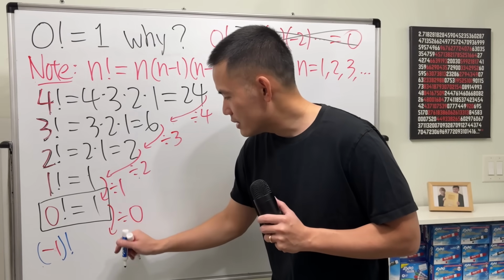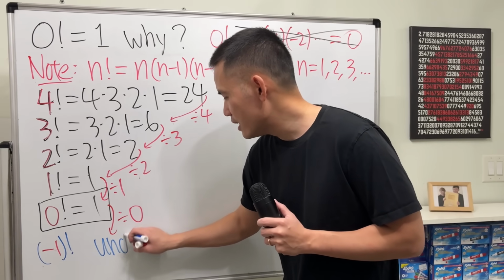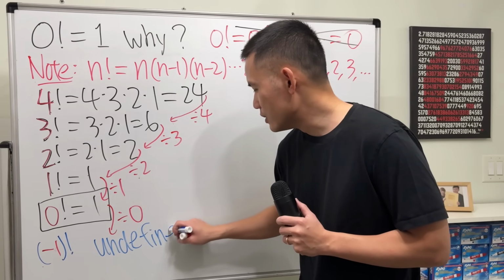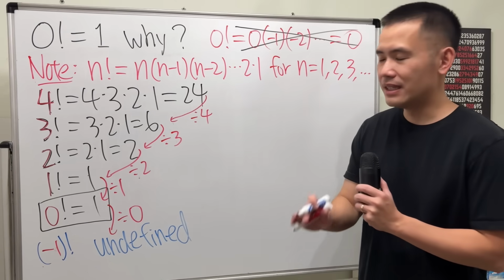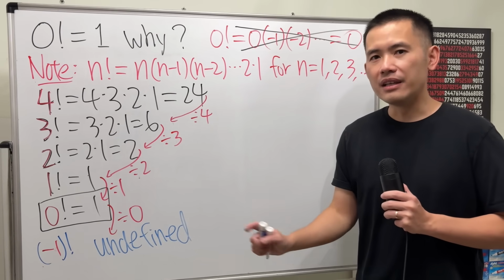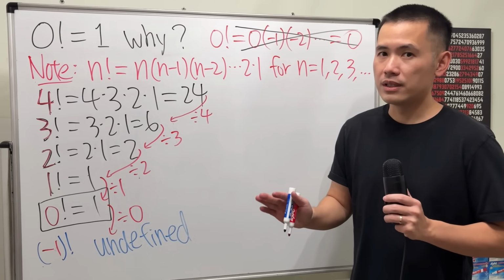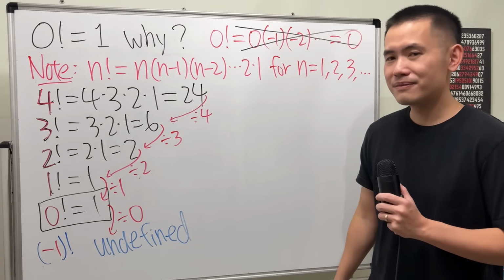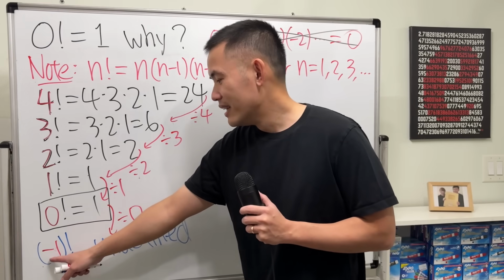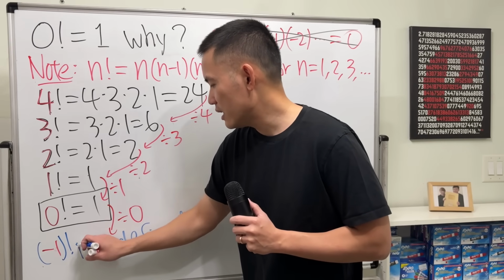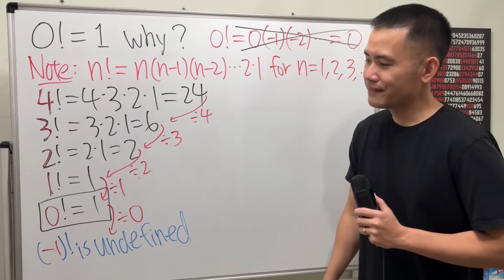The response for this part is undefined, meaning there's no answer for that. That's something that we cannot do in math. And here we're just talking about from an arithmetic point of view. We are not talking about calculus or whatnot. No limits, none of that. Therefore, you can see negative 1 factorial is undefined.